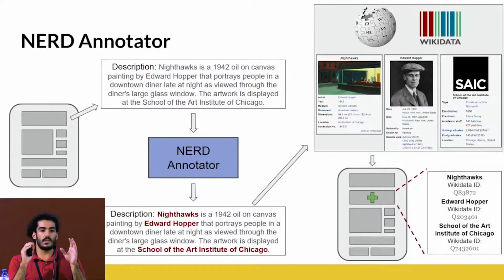So the tool first finds that there are some potential entities. We see that it identified Nighthawks, Edward Hopper, the School of the Art Institute of Chicago. So the tool itself just takes the text, finds these terms, and is able to disambiguate and find the respective Wikidata entities. We saw that it found the painting itself, it found the creator, and it also found the place where it is displayed. So after that, we can either harvest additional information and add it to our record to keep it in our databases, or we can just create links, and then we can use these links to provide some relevant entities to our users, anything we want.